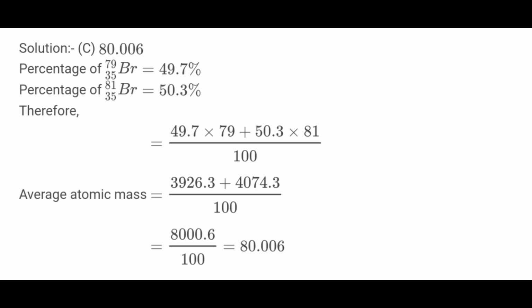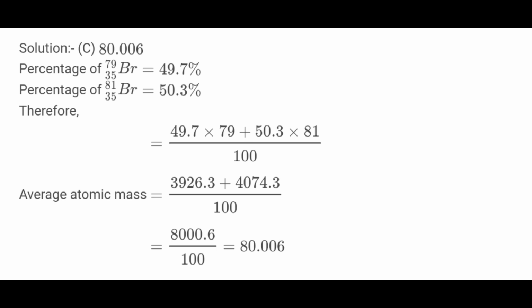50.3 is around 50%. So this is the formula that we use to calculate the average atomic mass of any element by using its isotopic abundance. Isotopic abundance multiplied by the atomic mass of that atom, plus the isotopic abundance of the atomic mass of the second isotope. So when we calculate it and divide it by 100, we get the answer around 80.